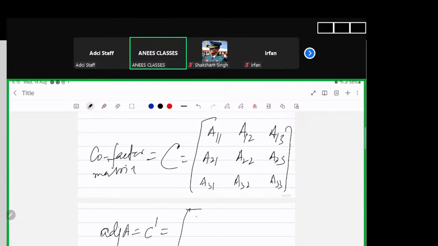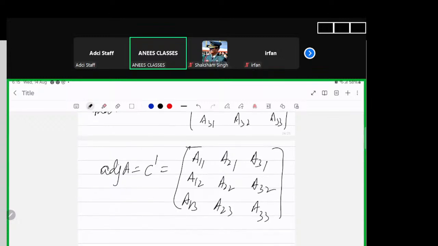You will get A11, A12, A13, A21, A22, A23, A31, A32, A33. Understood, Saksham? Tell me. Saksham, yes, sir. Okay?